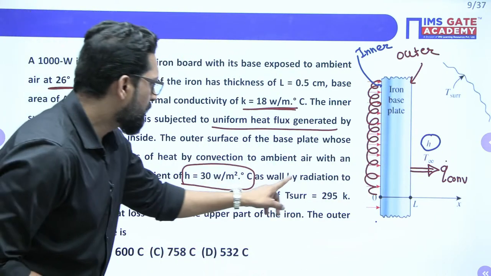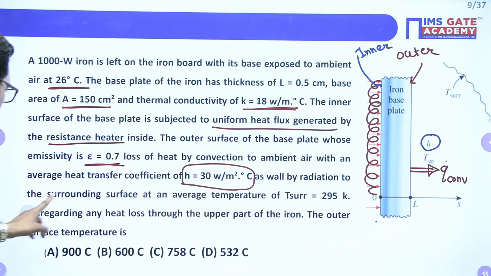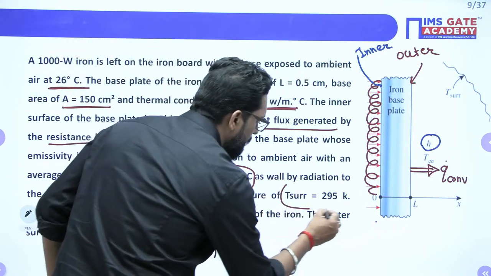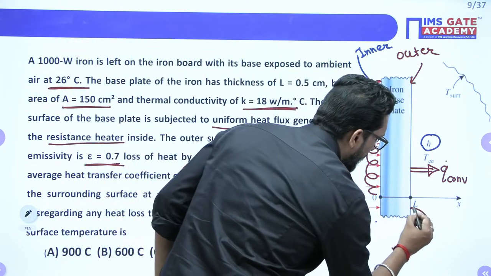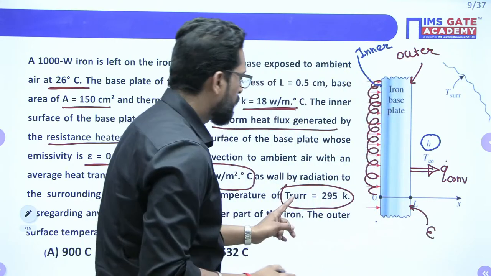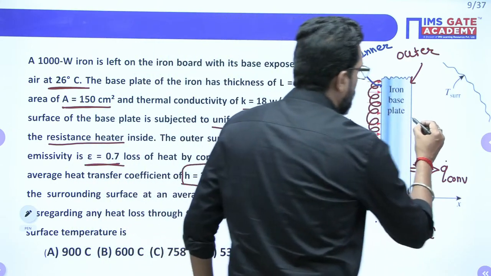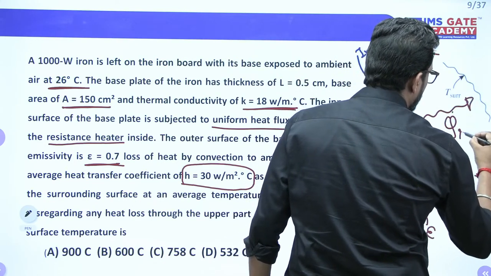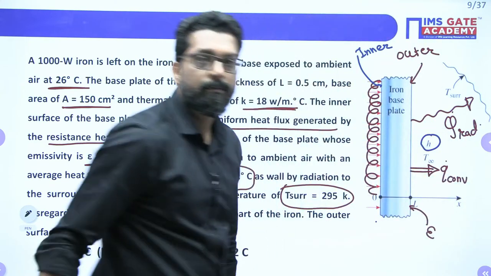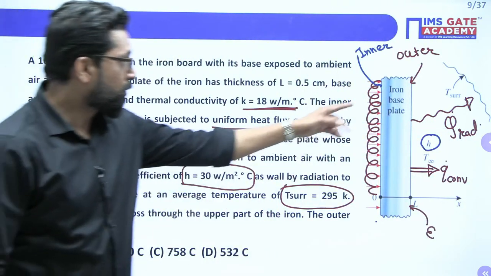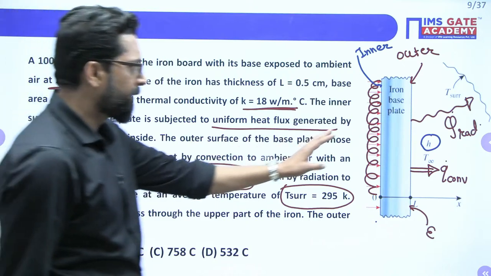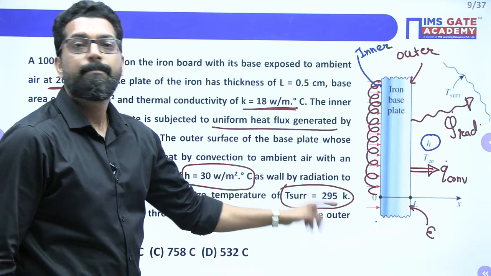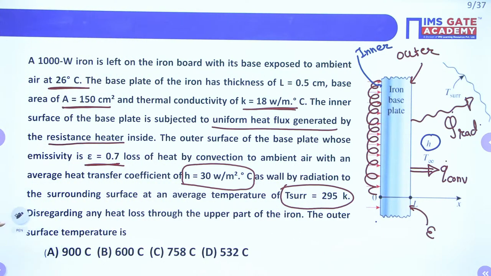Now, there is also heat loss by radiation to the surrounding surface at an average temperature, the surrounding temperature. Because the base has an emissivity, which is also given. So there will also be radiation heat transfer, Q radiation, to the surroundings. And what is the surrounding temperature? 295 Kelvin. Okay, no problem at all.